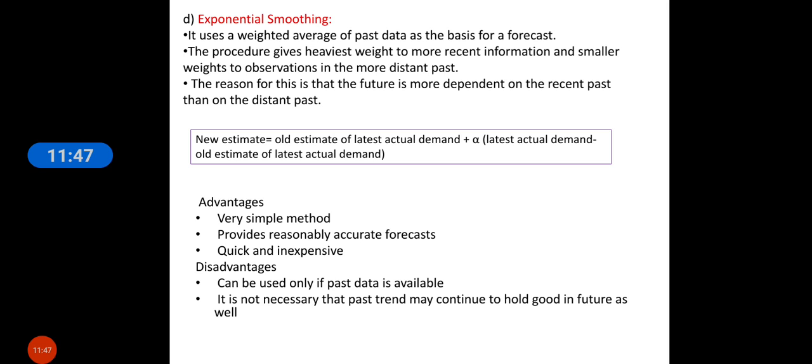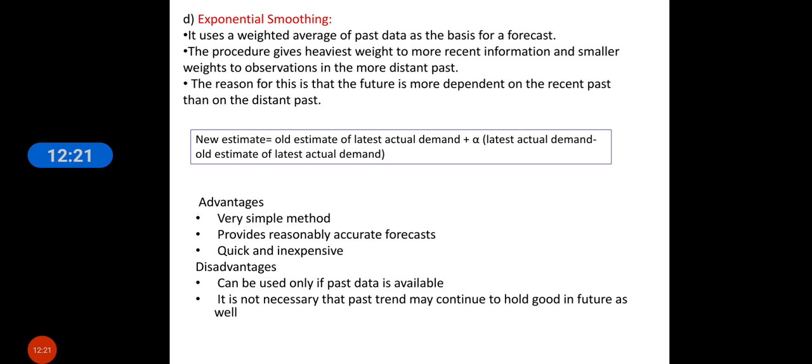Clear? Advantage is it is a very simple method. It provides reasonable and accurate forecasts, quick and inexpensive. But the disadvantages are that it can be used only if past data is available, and it is not necessary that the past trend may continue to hold good in the future as well. Clear? So the exponential smoothing model just tries to give smoothness to your forecasting.